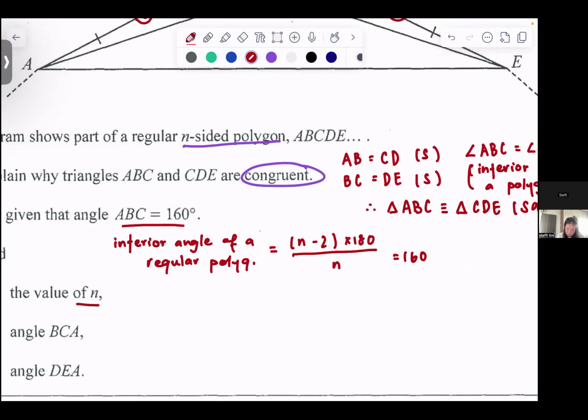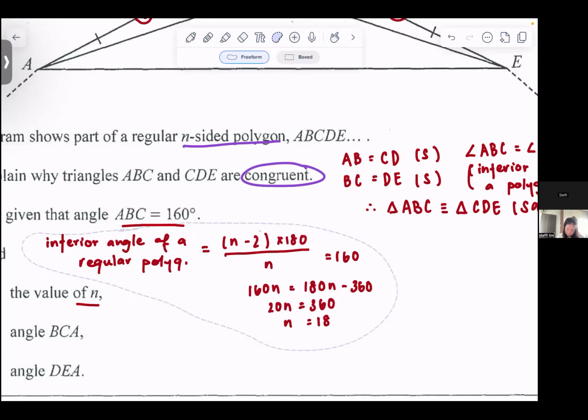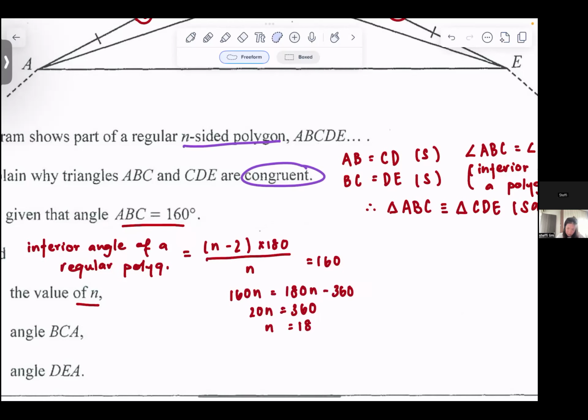So 160n equals 180n minus 360. You can find the value of n, so 20n equals 360, n equals 18. Okay, this is part bi.